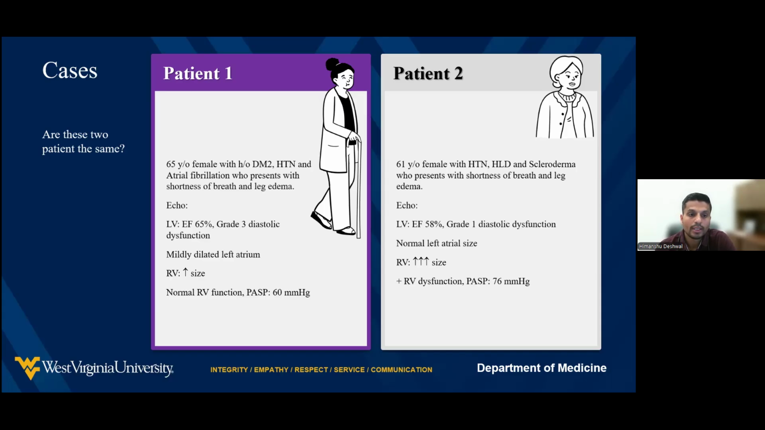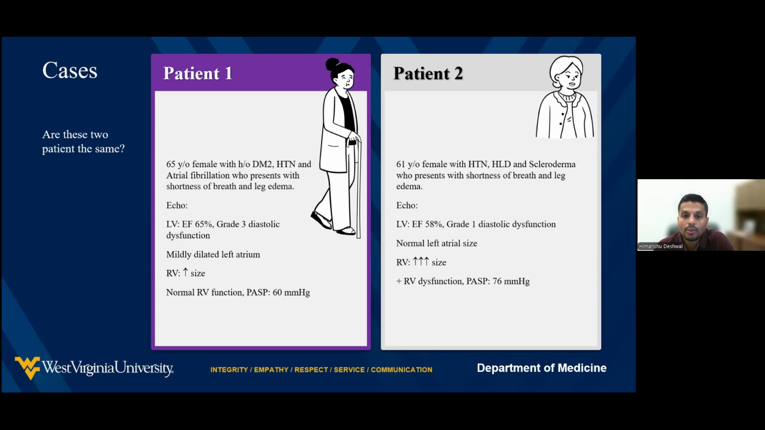Patient one is a 65-year-old with chronic comorbidities like diabetes, hypertension, atrial fibrillation, who comes in with shortness of breath and leg edema. Echo does show normal ejection fraction, but grade 3 diastolic dysfunction, so left-sided disease, with a mildly dilated left atrium. The RV size is mildly increased and RV function is normal, but the pulmonary artery systolic pressure, or RVSP, is around 60 millimeters of mercury.